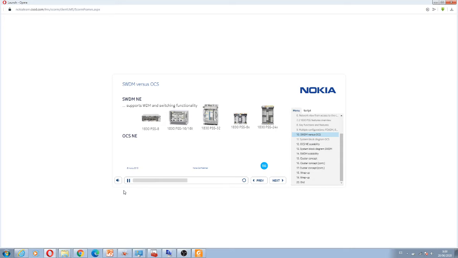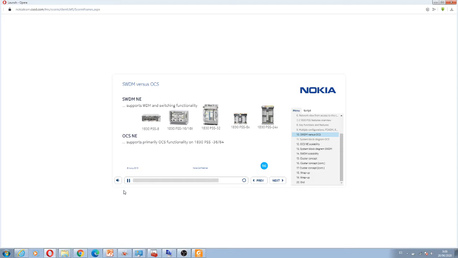On the other hand, PSS-8X and PSS-24X are SWDM-NEs, providing the switching functionality. All SWDM-NEs have a similar web-based user interface.